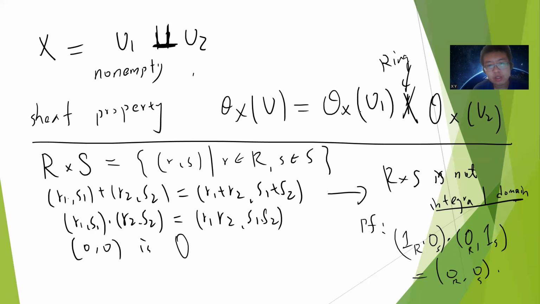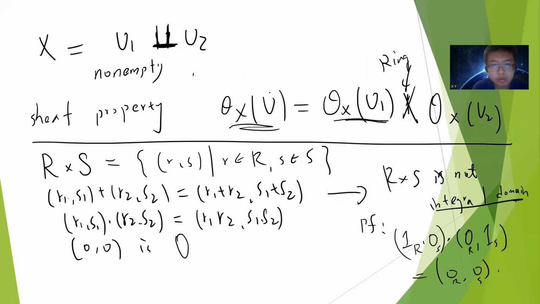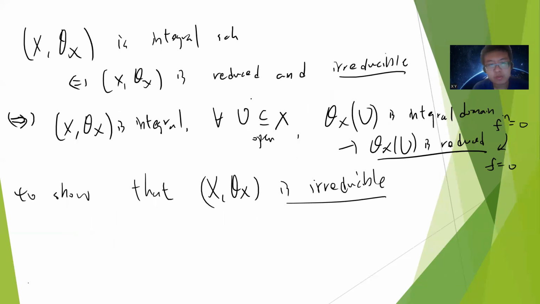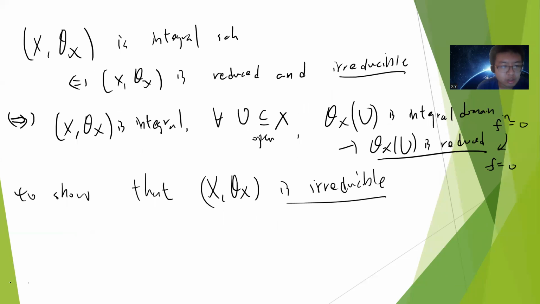So this tells you that if X is reducible, then O(U) cannot be integral. But this violates the assumption that your global section O_X(X) is integral. By definition, integral means that for every open set you put in, the ring must be an integral domain. So this is a contradiction. So we finish this direction.